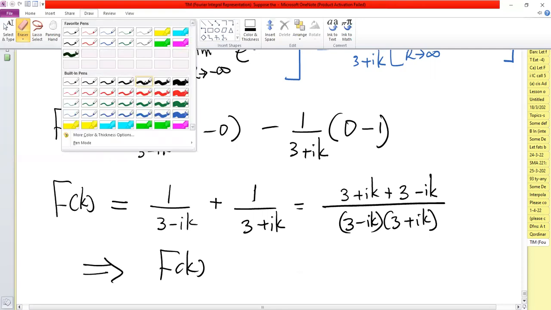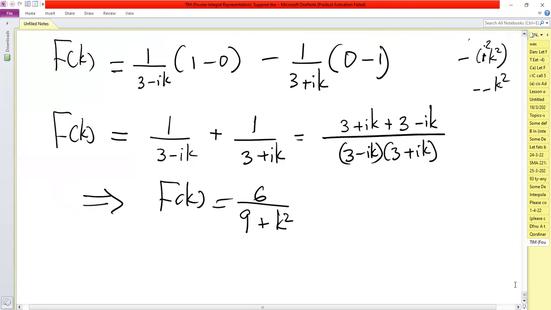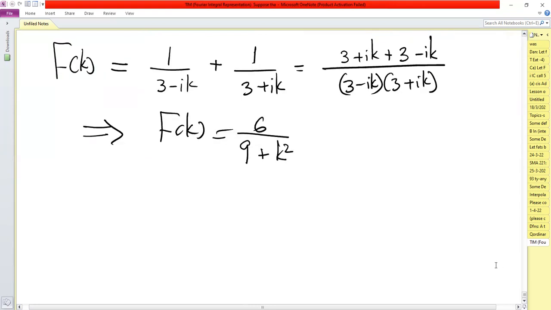And then these are a difference of two squares, so 3 squared is 9. And then minus, now plus k squared, because we'll have negative, and then i squared k squared. i squared is minus 1, so minus minus k squared is positive k squared. So therefore, f of k is 6 over 9 plus omega squared.